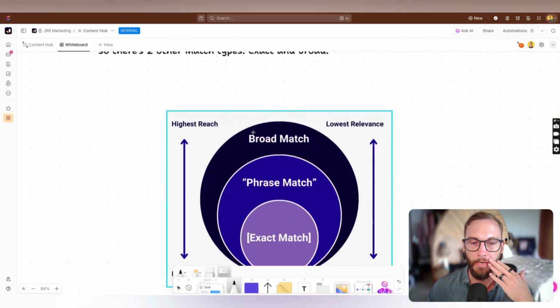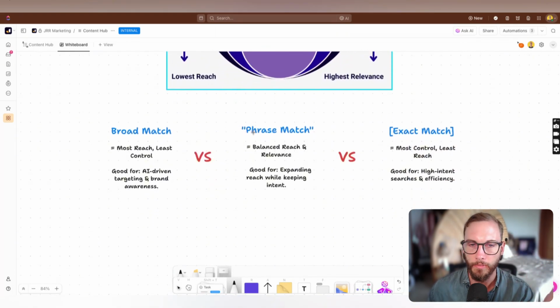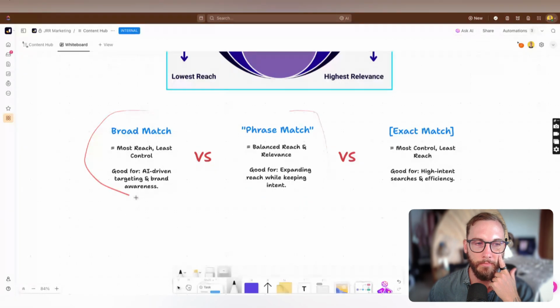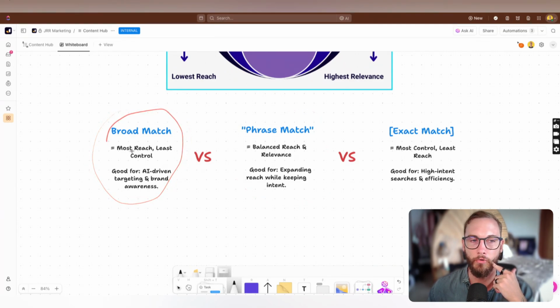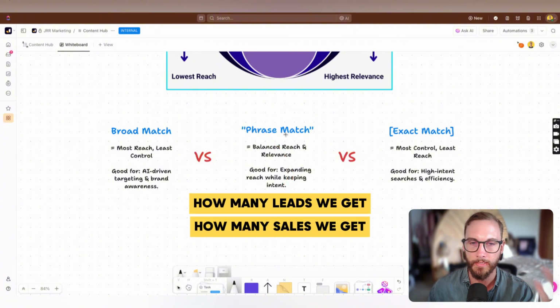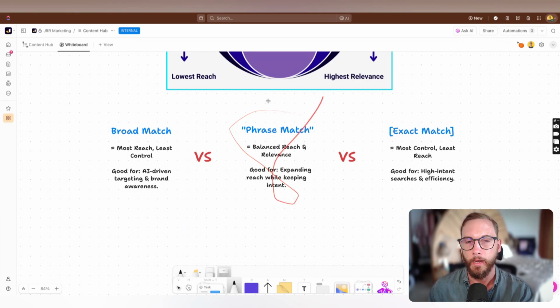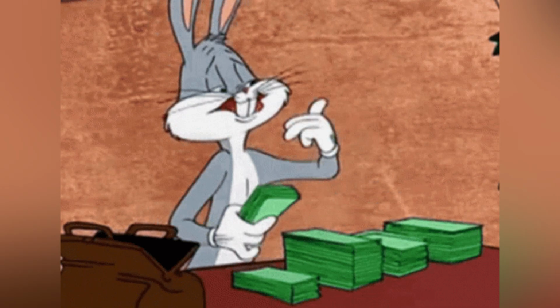So here's what I recommend. Normally when you've got an account, I start with phrase match. If I'm really unsure about the industry, sometimes I'll experiment with broad match, but very rarely. Once I start to learn the account, how many leads we get and how many sales we get, I work out the cost per lead, the cost per transaction, and a cost per acquisition over time, which takes a couple of months. Then I graduate these keywords into exact match over time so that I can get a better return on investment.